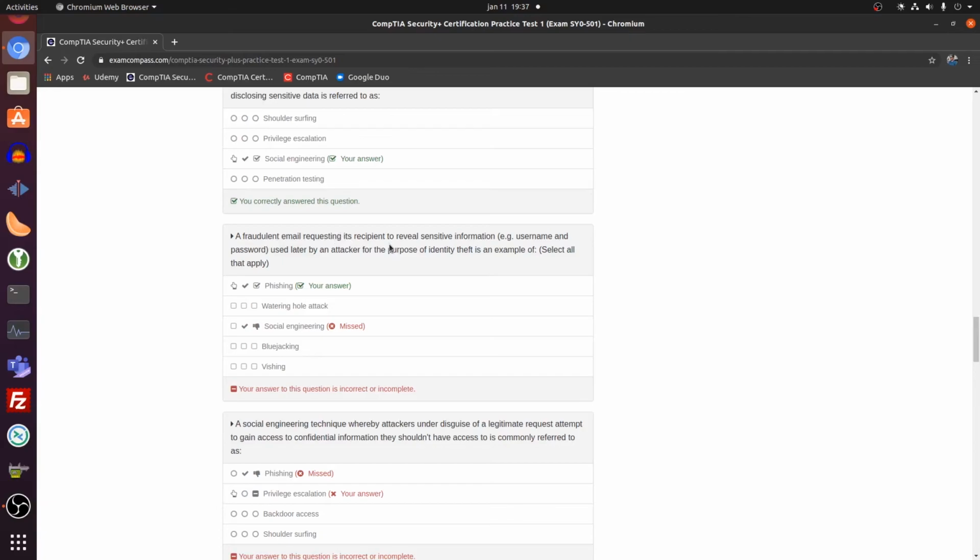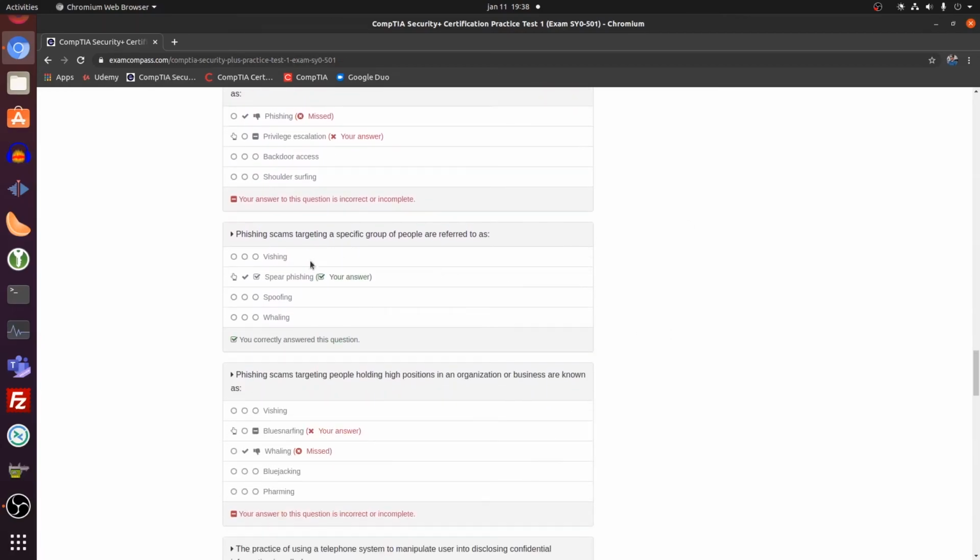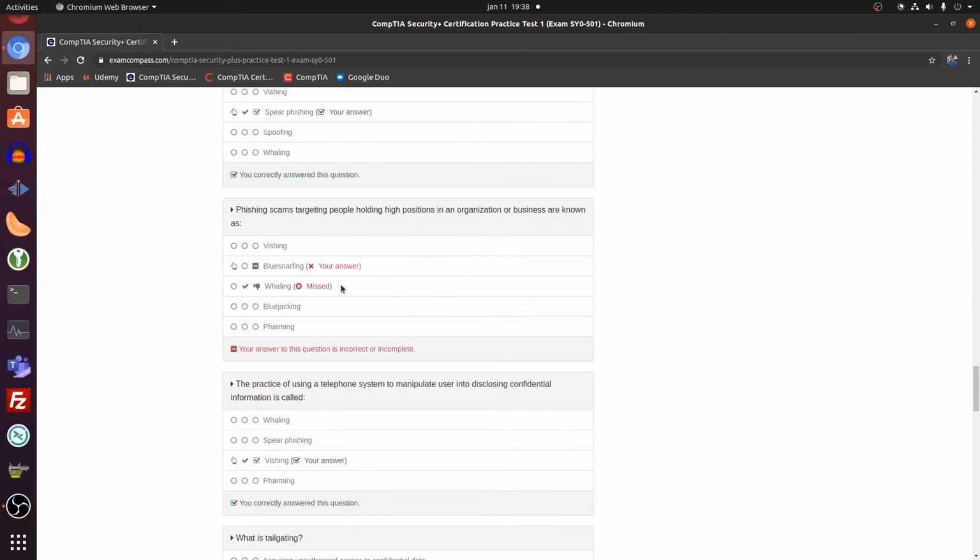Fraudulent email request. Sensitive information. Select all that apply. I should read better. I couldn't have known this. Social engineering. Yes, it also applies there. And phishing. Phishing also. Okay. Spear phishing was correct. Whaling. Also had no idea.